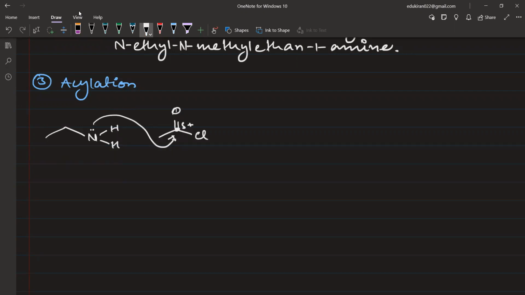Now as soon as this nitrogen attacks, this pi bond will break and oxygen will take the electrons. So you will get now O negative. This chlorine is as it is, and here you have nitrogen atom having 2 hydrogens like this and 2 carbon atoms. 1 carbon atom, 2 carbon atom. Now nitrogen has 4 bonds. That is why there will be a positive charge here.